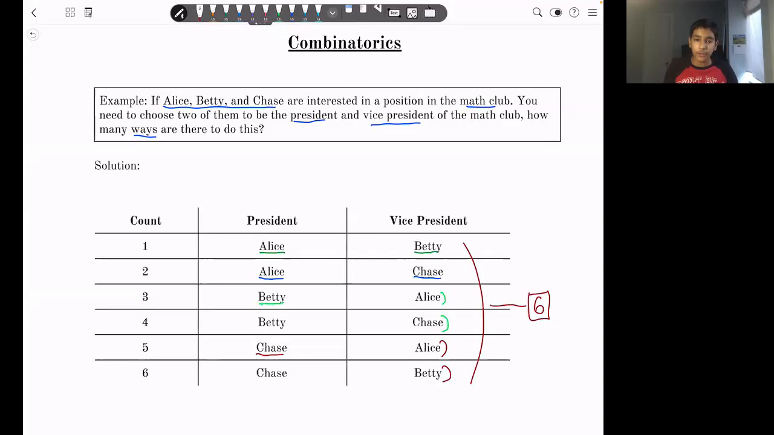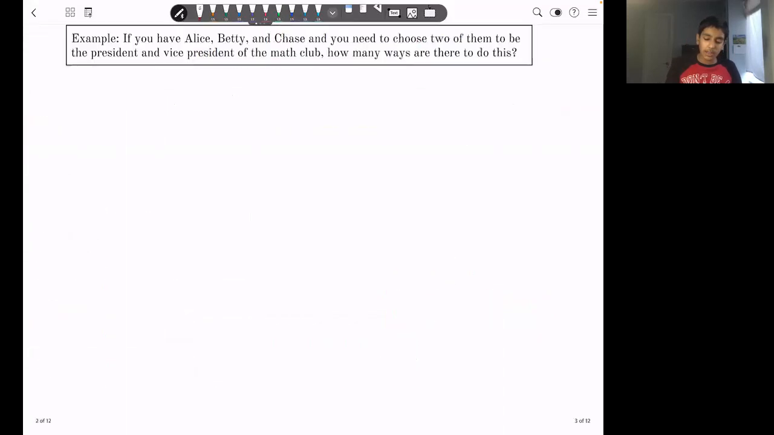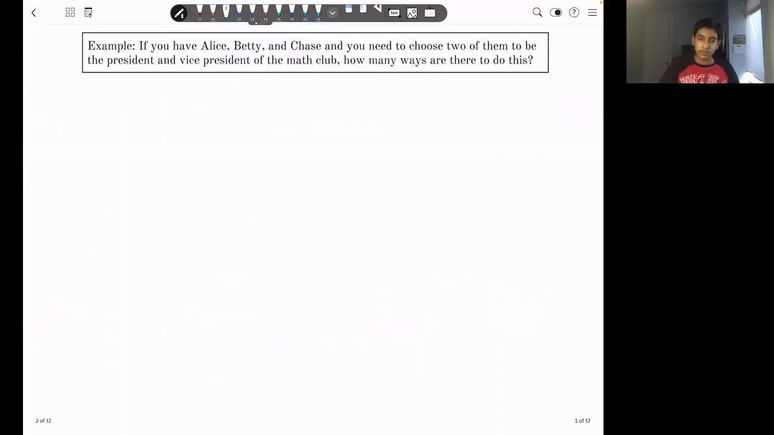And this worked fine because we had small numbers. But what if we had large numbers? So now we're going to explore a more clever way to solve these types of problems. So now let's just say we have A, B, and C.